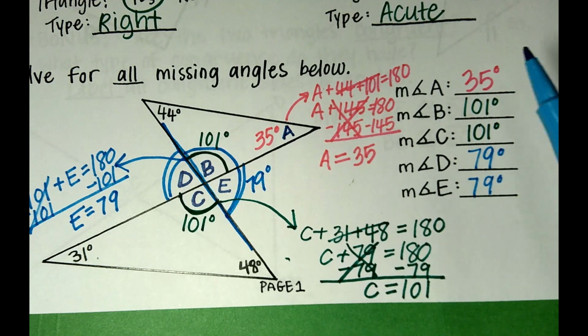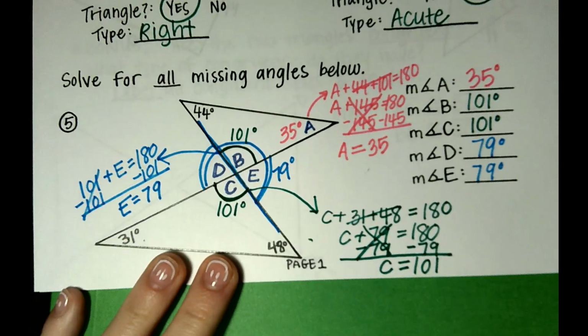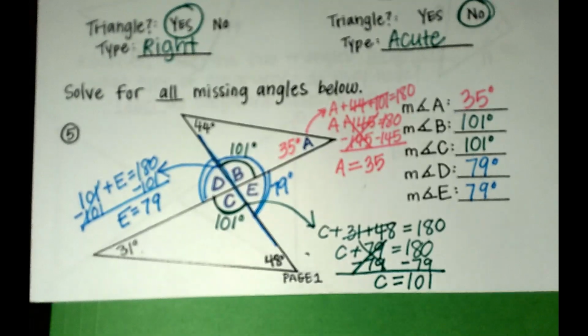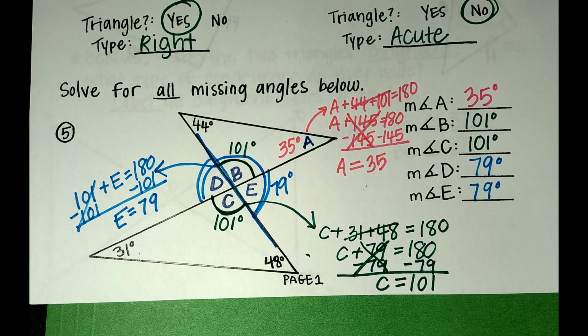So you're really only solving for 3 angles here. You'll just need to recognize that 2 of them are equal to each other, just like this. Okay, do we have any questions about number 5? I'm going to leave this one up for just a minute in case anyone is still copying it down.